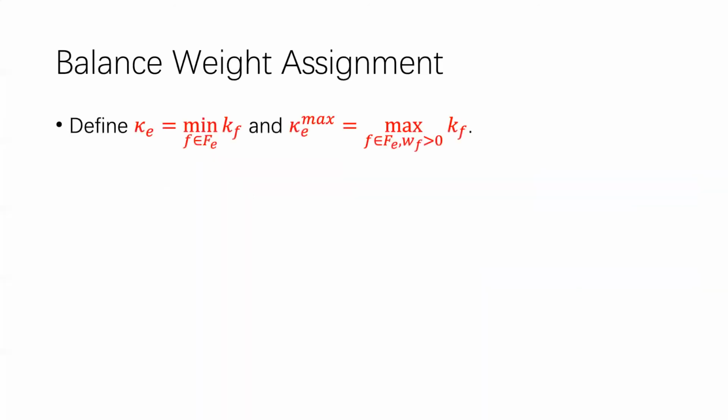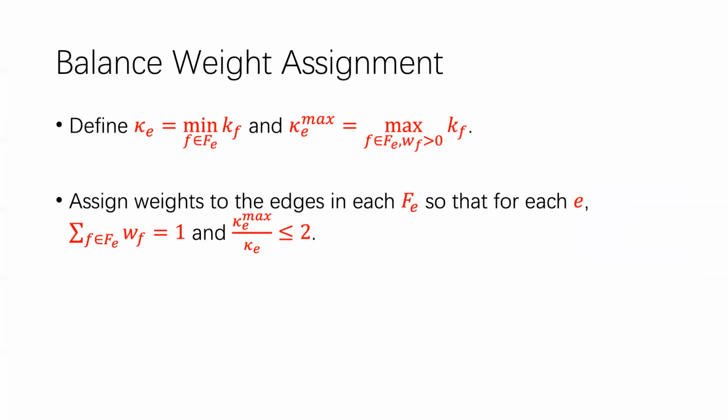We formalize the idea as follows. For each hyperedge E, we set kappa_E to be the smallest strength of edges in F_E, and kappa_max_E to be the maximum strength of positive weight edges in F_E. We call a weight assignment of the auxiliary graph a balanced weight assignment if for each hyperedge E, the total weight of all edges in each F_E is 1, and kappa_max_E over kappa_E is at most 2, and we set p_E equals C times log n over epsilon squared times kappa_E, where C is a large constant.